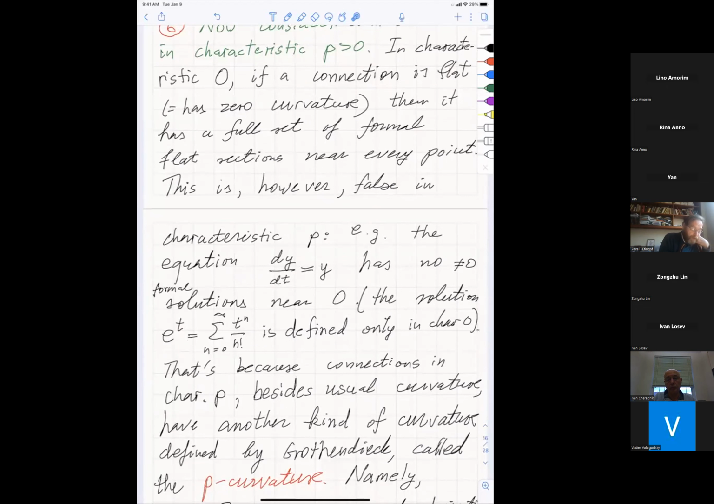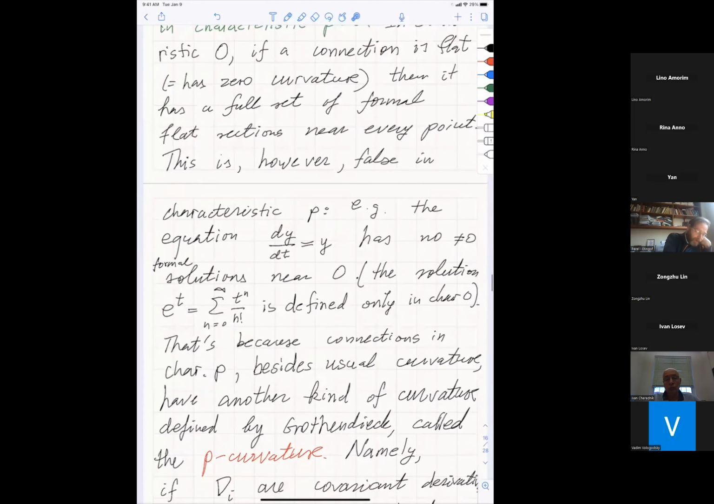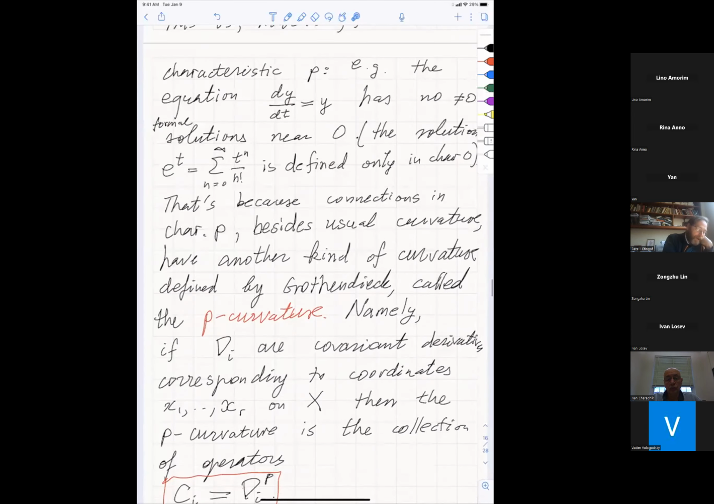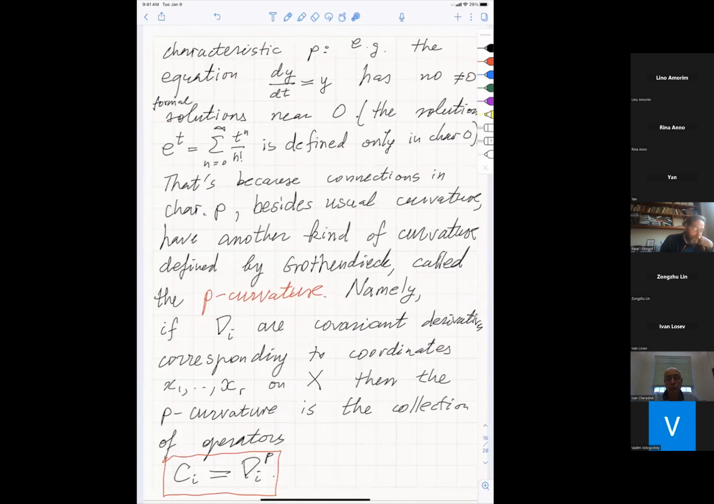And that's because connections in characteristic p actually, besides the usual curvature, have another kind of curvature which already exists in the one-dimensional case and which was defined by Grothendieck and called the p-curvature. So it's very easy to define. So p-curvature is the following.